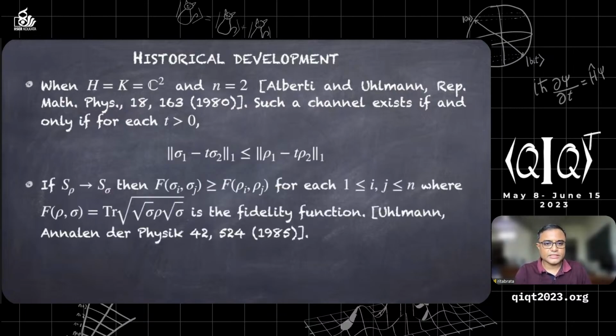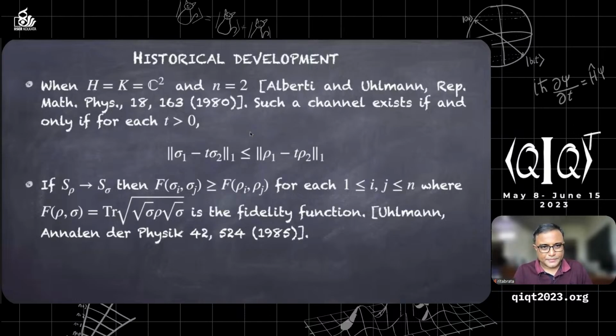And the theorem, which was the following, is that if I have such a map, which they called a stochastic map, which takes rho1 to sigma1 and rho2 to sigma2, such a map is possible if and only if for each positive real number t, this inequality holds. This is a trace norm. This trace inequality actually holds.